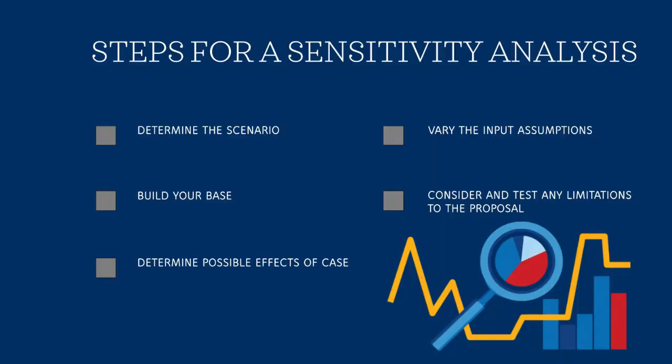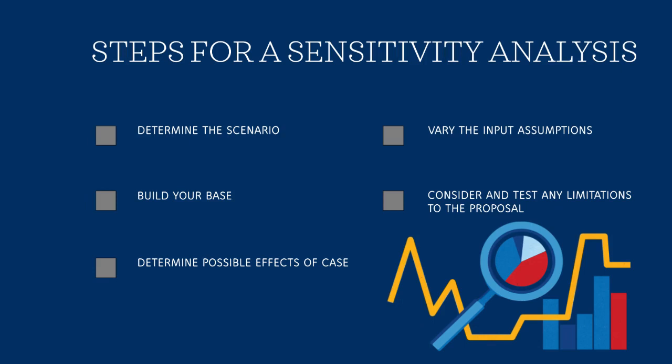Sensitivity analyses follow a series of steps that allow us to get to the target value and identify risks. Step 1 is determining the scenario. Scenarios are based off the project or the case that you want to identify. Step 2 is building your base. Building your base should show you what effect the case will have on the financial statements and the firm. Step 3 is determining the possible effects of the case. The question you want to ask is, what will my project or case affect in the firm, and how will it affect that number? This is how you acquire your target variables and your input variables.